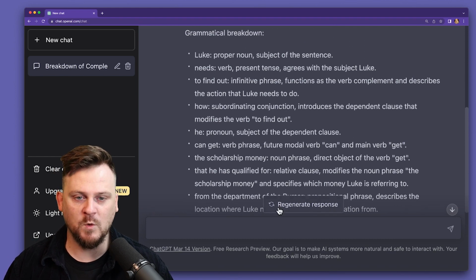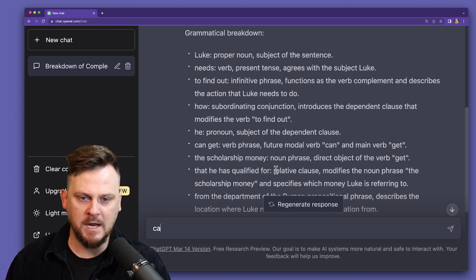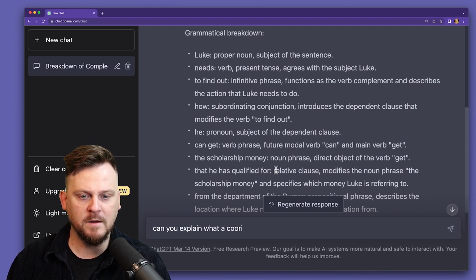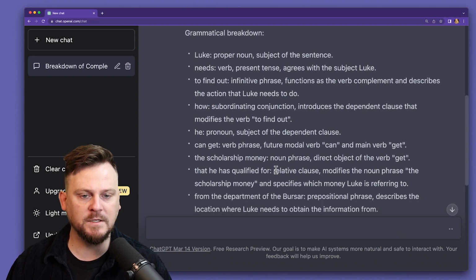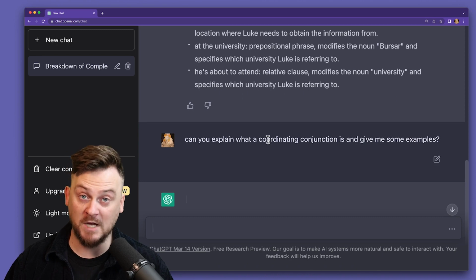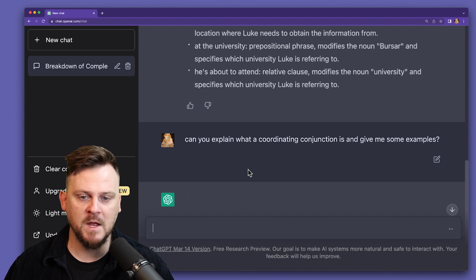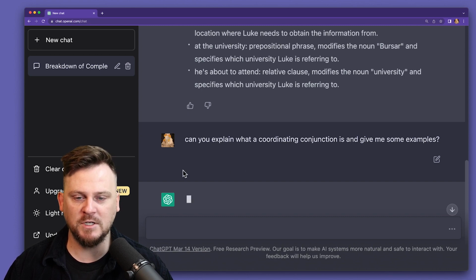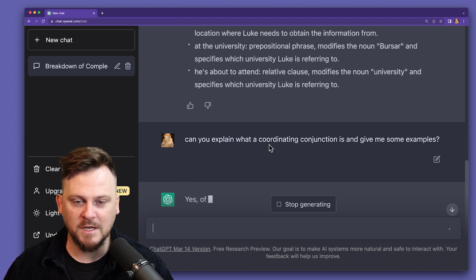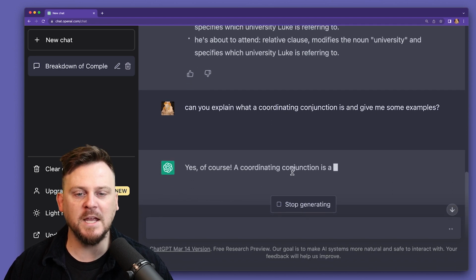Now, what if I have some questions about these? What if I say, okay, can you explain what a coordinating conjunction is and give me some examples? All right, let's see what we get here. So now I start diving into these a little bit further in a bit more depth, and let's see what we get here. Come on, GPT, you can do it. Here we go. Yes, of course.